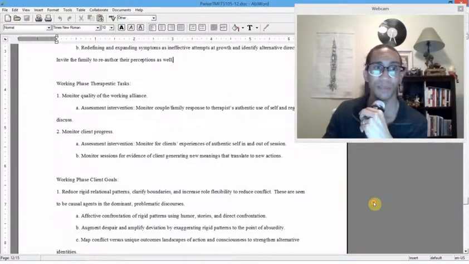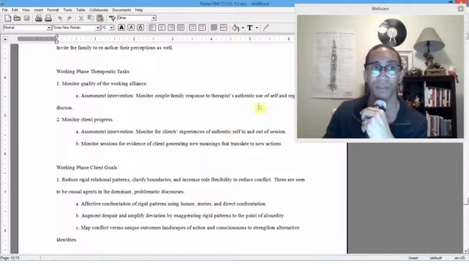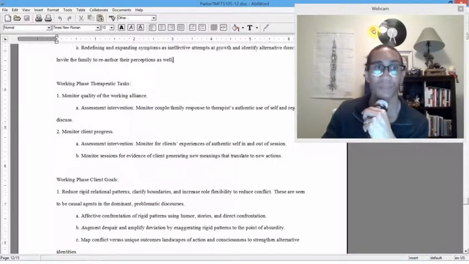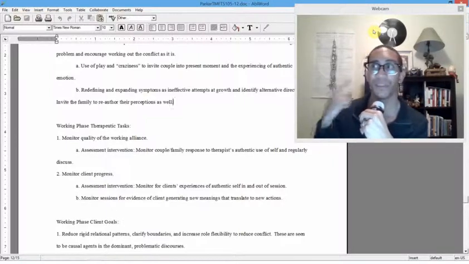Working phase therapeutic goals. I know I'm probably running pretty close on time. I'm probably over already, so I'll try and go through this as quickly as possible. Monitor quality of the working alliance. So, of course, as you're going through, you want to self-assess and make sure what you're providing to the clients is working, that you're actually together, that you're not working on separate goals.